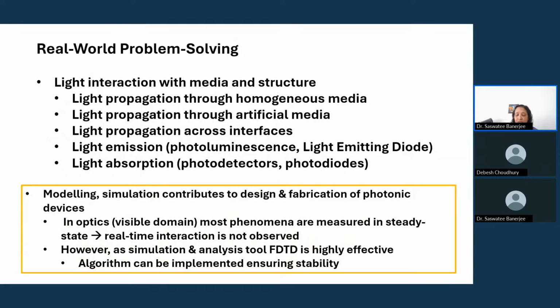Now, as I described in the last podcast, what we are going to deal with here is light interaction: light interaction with different media, and with different structures. When light is propagating through homogeneous media, it behaves in one way. For example, the wave equation can be used to describe light propagation in a homogeneous medium.